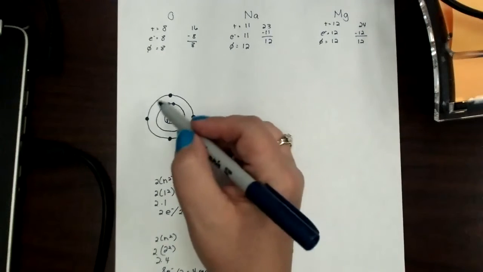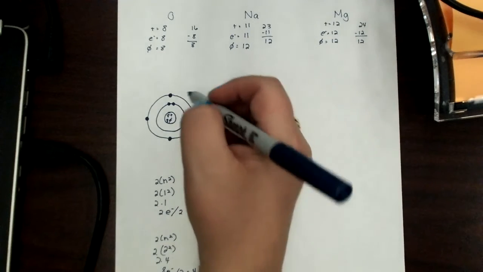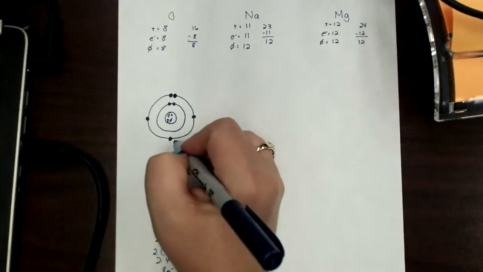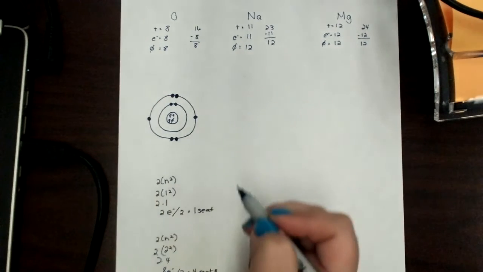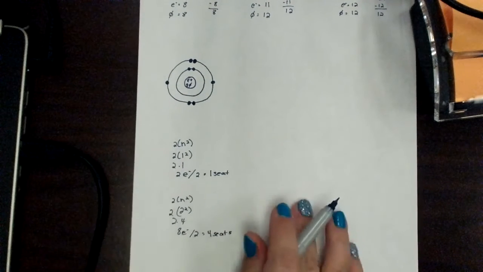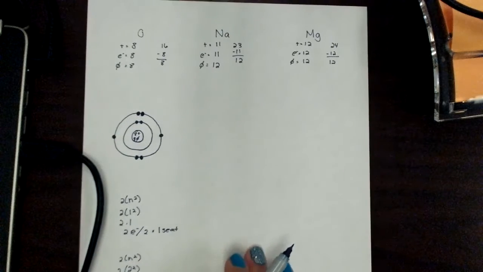Well, we've filled one person or 1 electron in each seat, so now I need to go in and I need to pair them up. So just like I did before, north, south, and now I'm done, okay? So that's how you would draw oxygen. Let's look at sodium together.